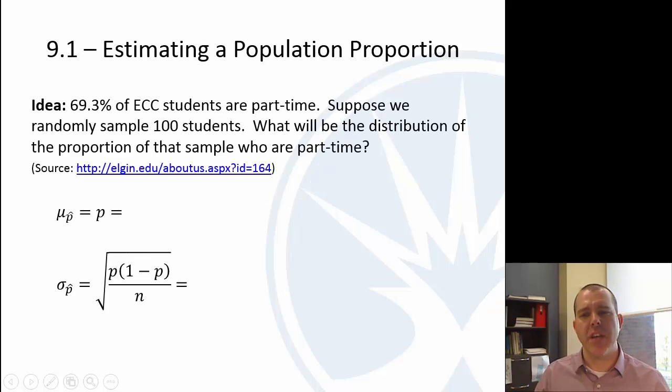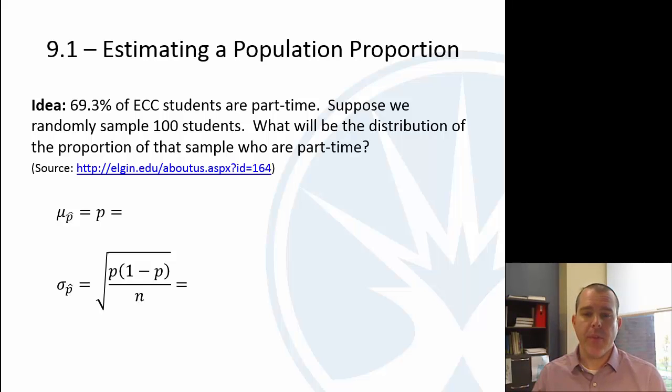So let's look at a particular example. We know that according to ECC's data, 69.3% of ECC students are part-time. So let's say we take a random sample of 100 students. The question is, what will be the distribution of the proportion of that sample who are part-time? Now, we can't get 69.3%. We have 100 students, so it's either 69% or 70%, maybe 67% or 72%. How are those proportions going to be distributed?